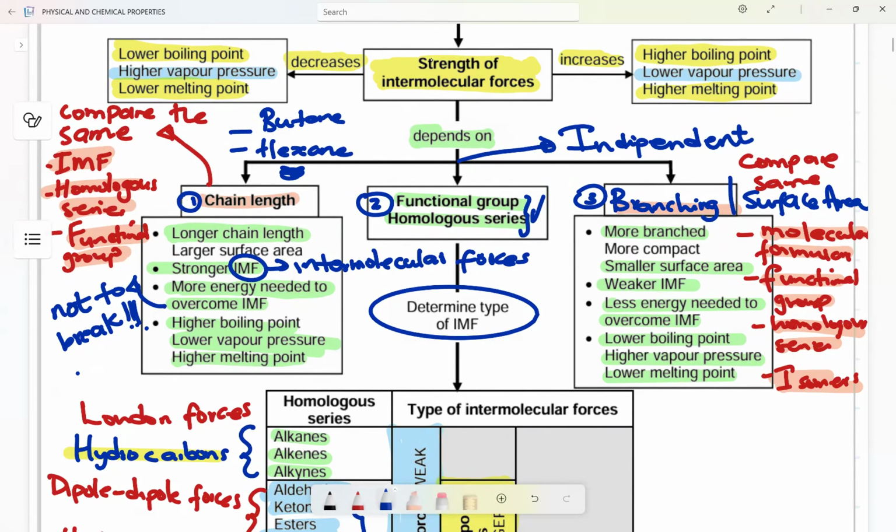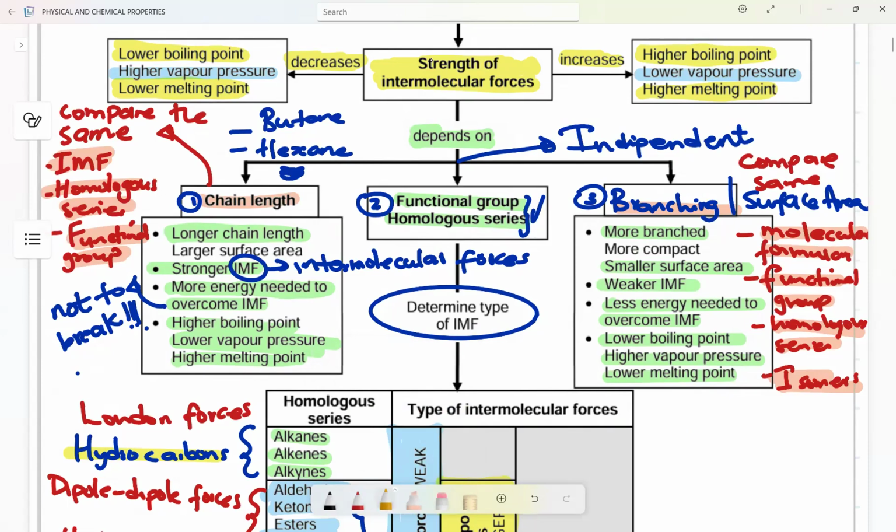Carbon single bond. Same. They have the same intermolecular forces, which are London forces. Then also the branching, they have no branch. They are just straight chains. How interesting is that? Now, if I come to this one, okay, let's come to functional group.